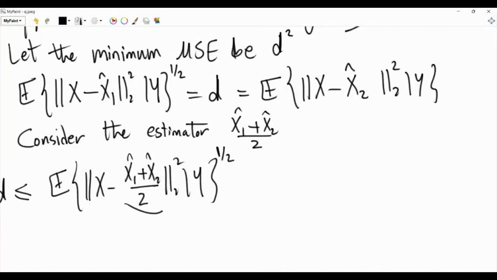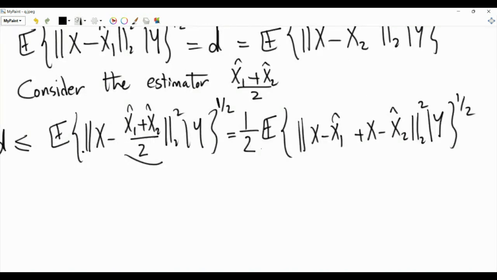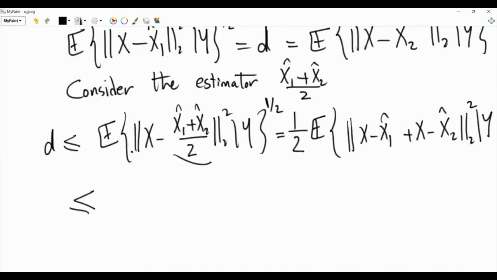Let's take this 1/2 as a common factor. So if we take it as a common factor, it gets outside the L2 norm squared as 1/4. But then we have 1/2 here, so it will get outside as 1/2. Then we have the expectation to the 1/2 given y, and after taking this as a common factor, we will have 2x. Let's write the L2 norm squared in this form: x minus x1 hat plus x minus x2 hat. Now we have Minkowski. So let's apply Minkowski's inequality.